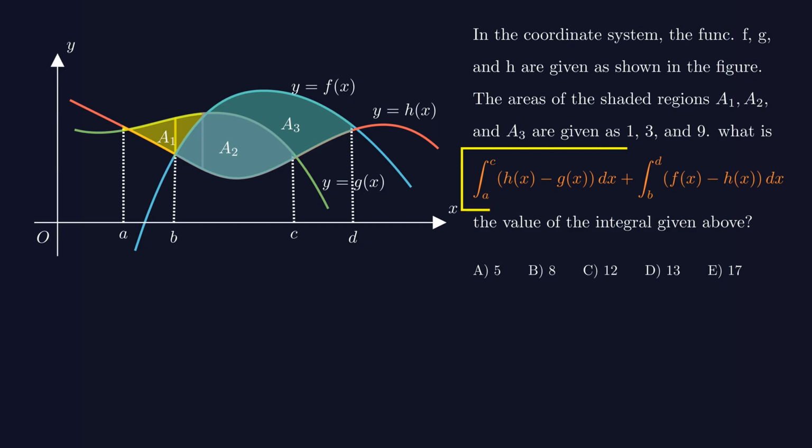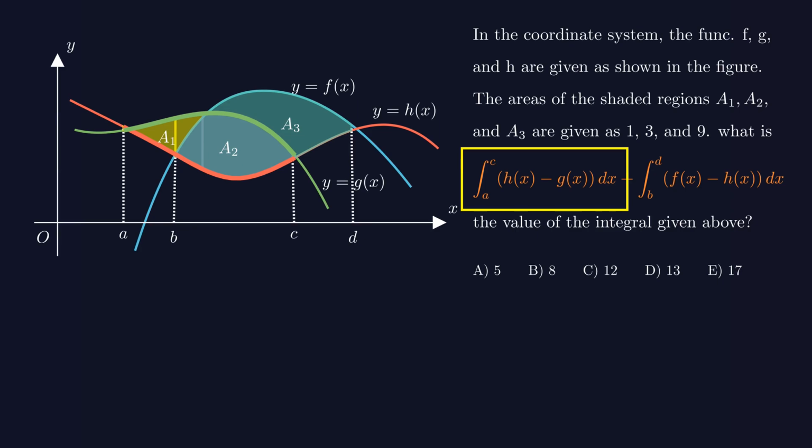Let's start with the first integral. What does it say? From a to c, h of x minus g of x. Always remember this. The integral represents the area under the curve. Let's highlight the graph of h of x from a to c with a thick red line. Now look at g of x over the same interval.